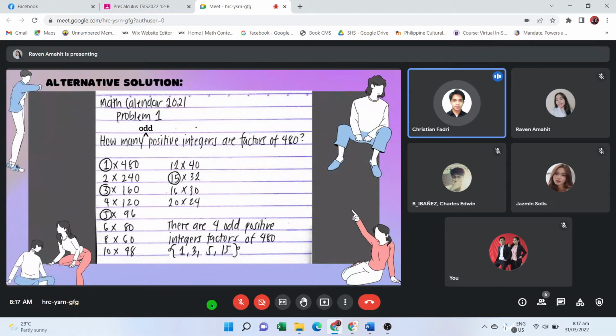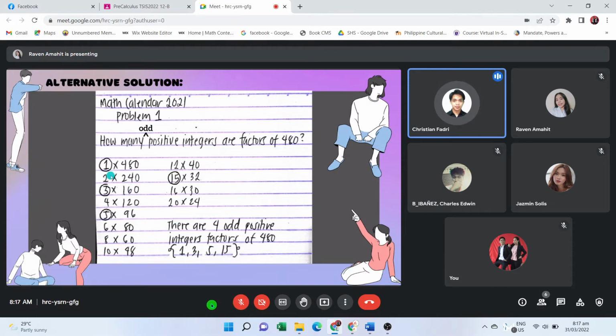Okay, so for the last slide, here's the alternative solution that I do. The method that I use here is called the listing method. Again, the problem is, how many odd positive integers are factors of 480? In the listing method, we need to think of the factors of 480 starting with 1.